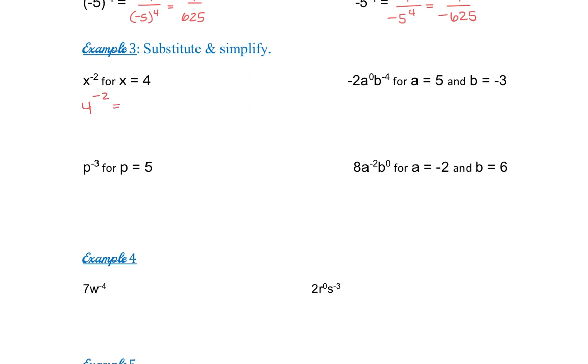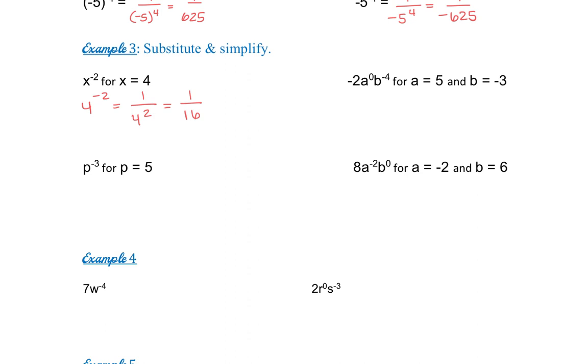We want to make that exponent positive, so we move it to the denominator. So 1 over 4 to the power of positive 2. 4 to the power of 2 is 16, so then our final answer is 1 over 16. We're going to go ahead and do this next one.